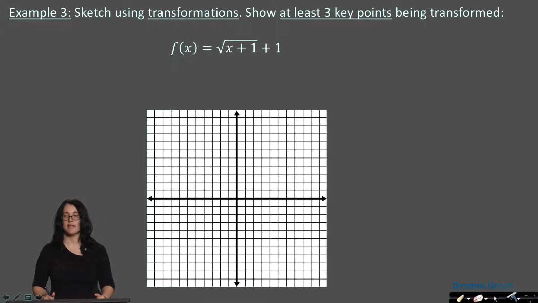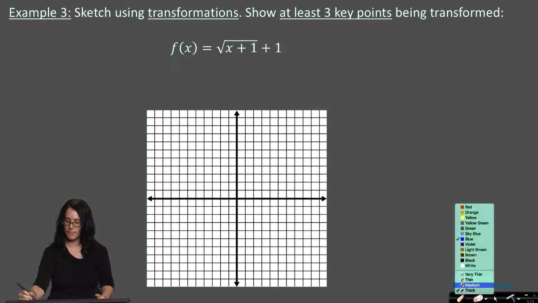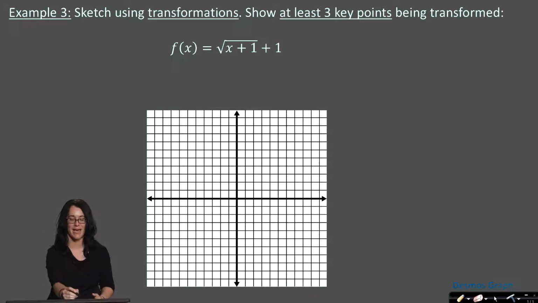In example 3, same instructions. This time we have y equals the square root of x plus 1, plus 1. Okay, so when we're looking at this again, first things first, what type of function did we have? Well, it's a square root function, isn't it? y equals the square root of x. What type of shape was that? That's right, the parabola on its side, right?